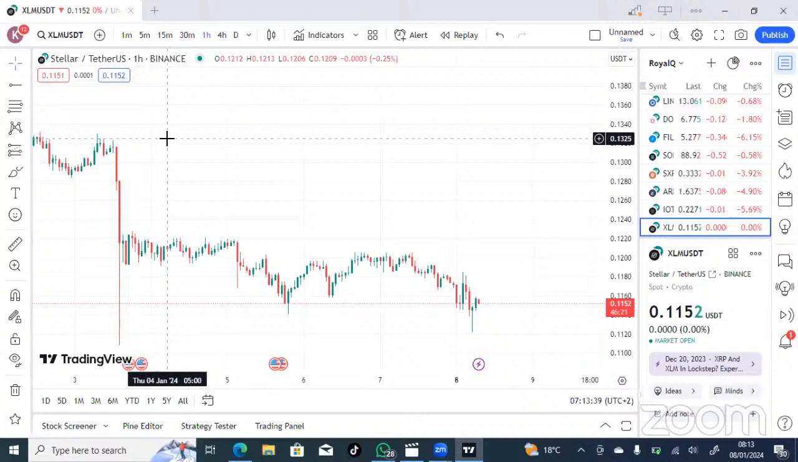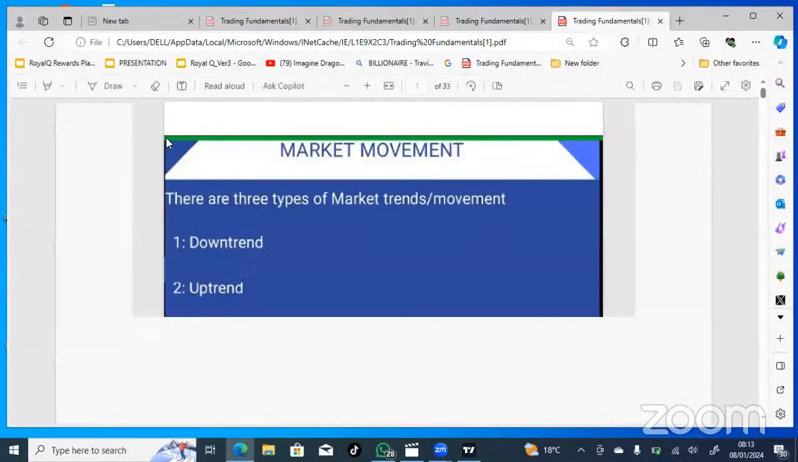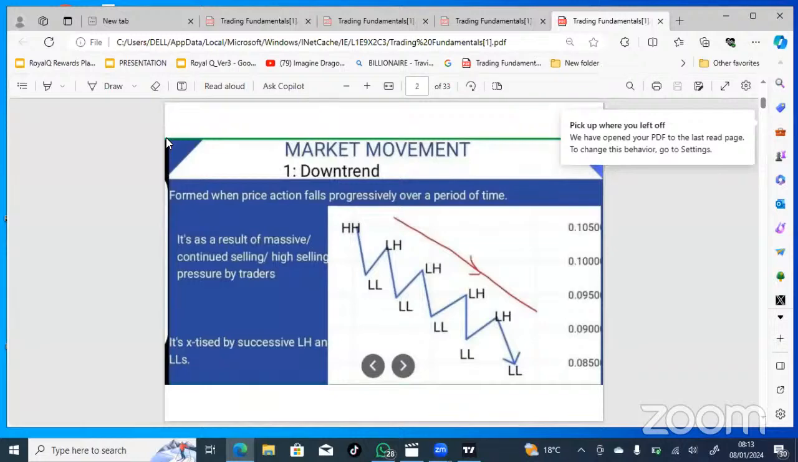Okay, now XLM is going to be a perfect example on my next chart. So let me just put it down, guys, and just get you into this once again.